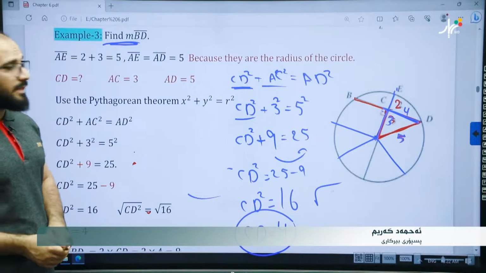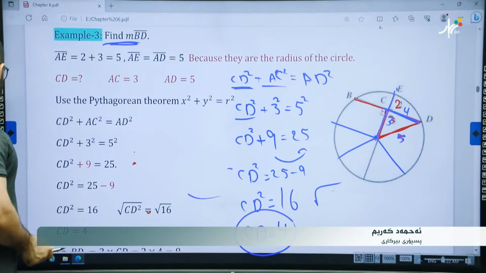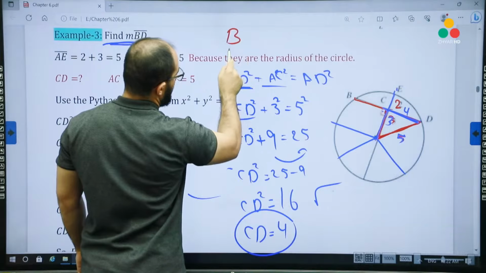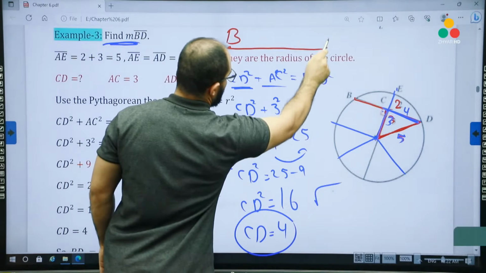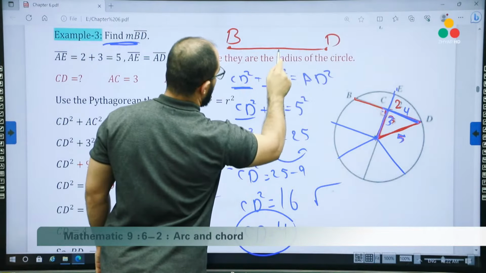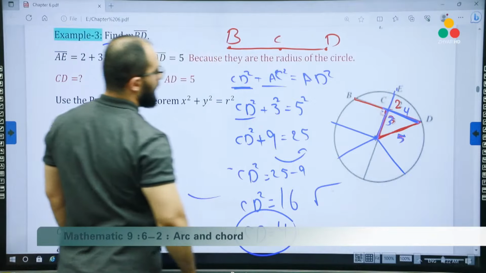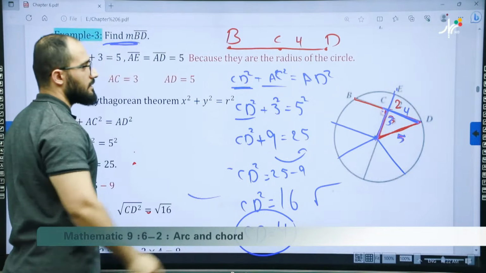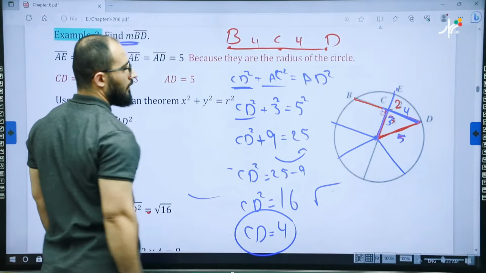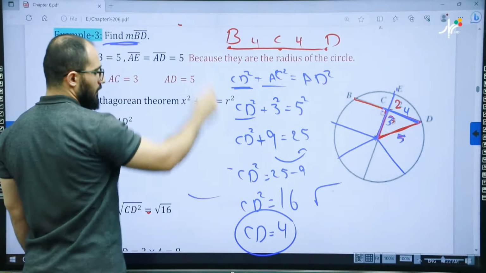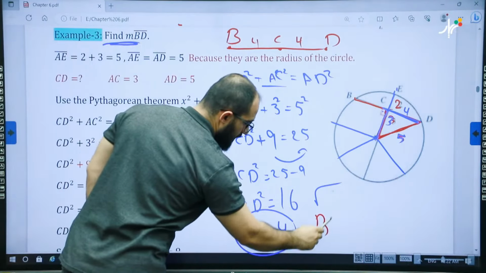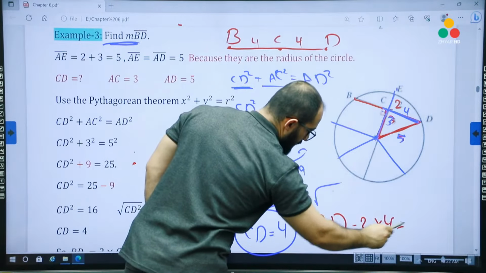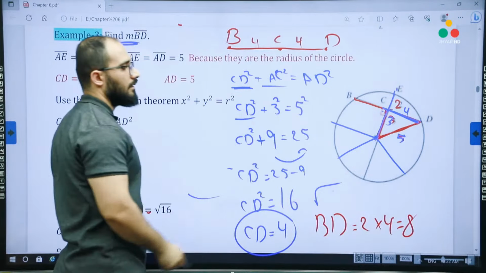It says find BD. Let me explain it in another way. This is B, this is D, and here we have C. If the measure of CD is equal to 4, then what is the measure of BD? 4 and 4 is 8. So the measure of BD is equal to 2 times 4, which is 8.